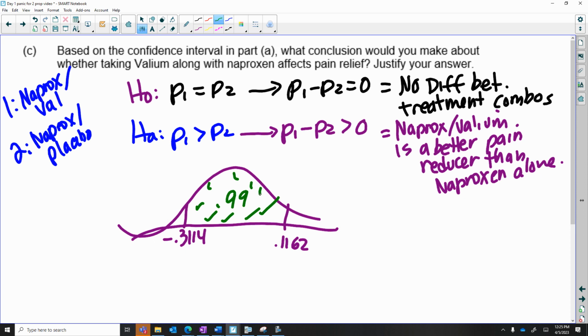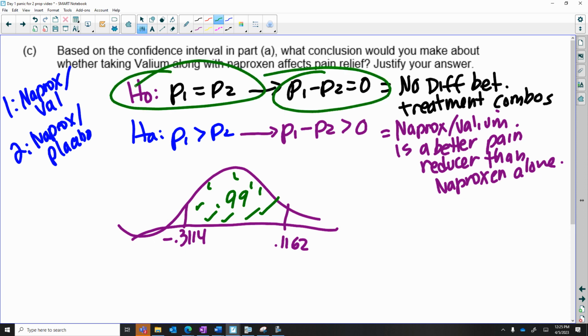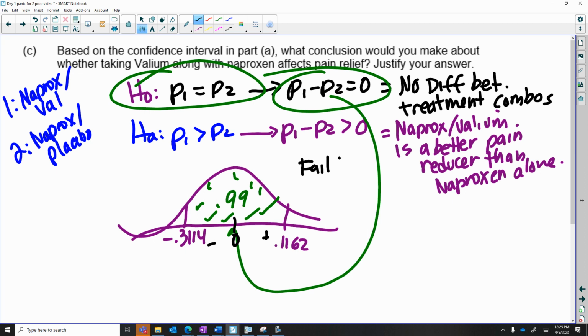So look at our null. Our null is that there's no difference, that there's zero difference. Is 0 contained in the interval? And the answer is yes. Sometimes it's positive, sometimes it's negative, it could be 0. It's plausible that there's no difference, right? So in that case, if it's in the interval, you fail to reject the null.